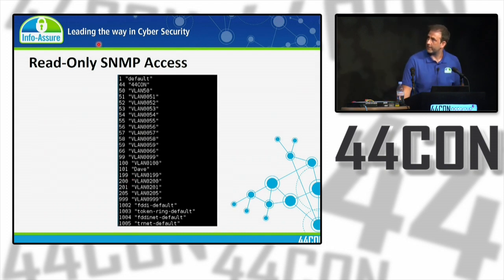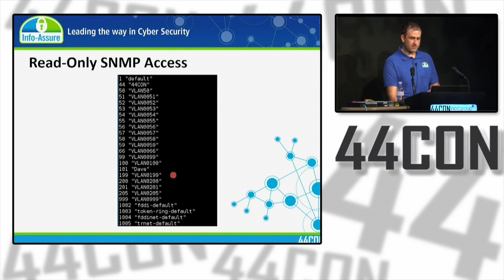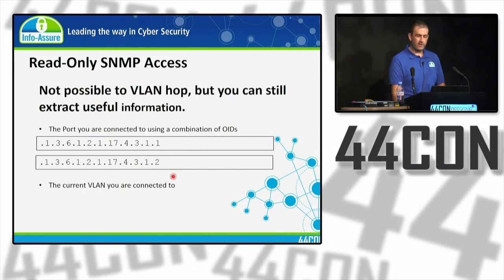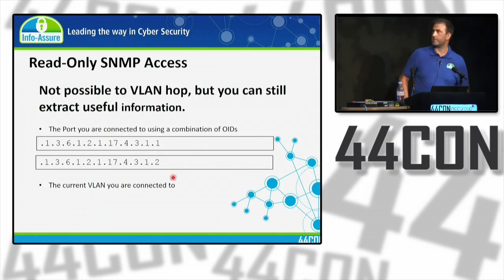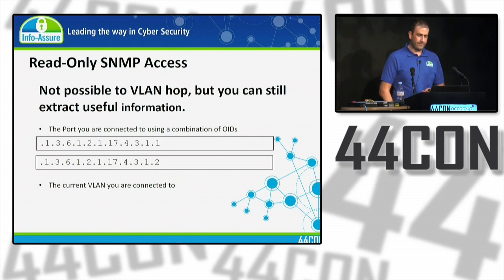Then we can get back all the VLAN IDs and names. This is just using read-only access, but that's a bit nicer to put in a report for a pen test than just a load of OIDs and not very useful information. You can see there's a 44con VLAN there and also various other ones. That's really useful information if you're planning any attacks on the network. With read-only access, obviously you can't VLAN hop because we need to write to the device, but the information you get back is pretty good.